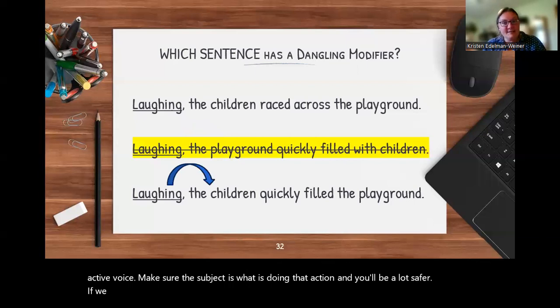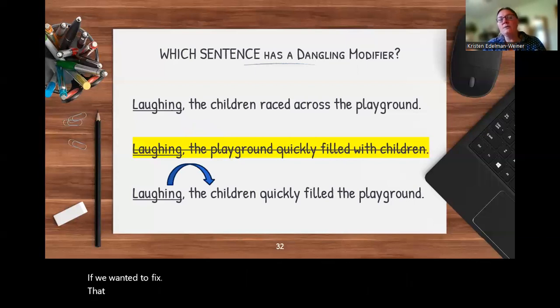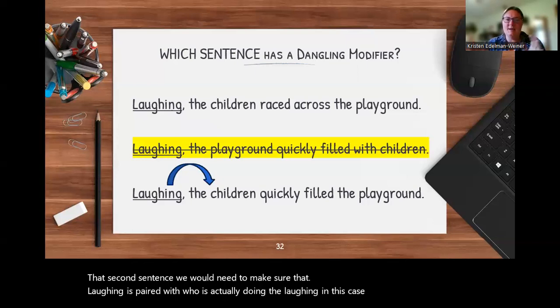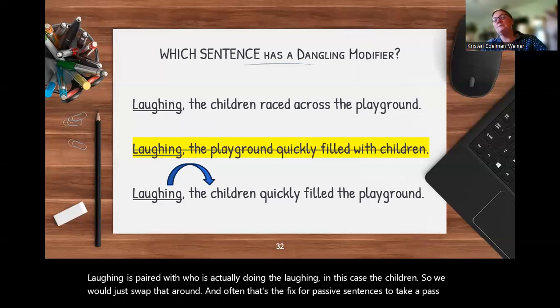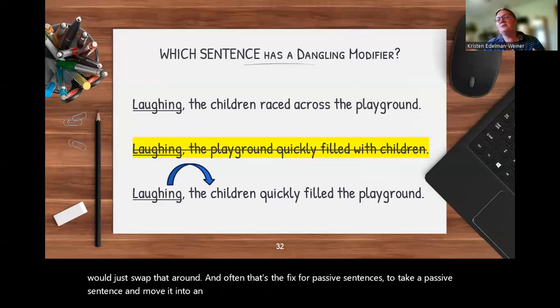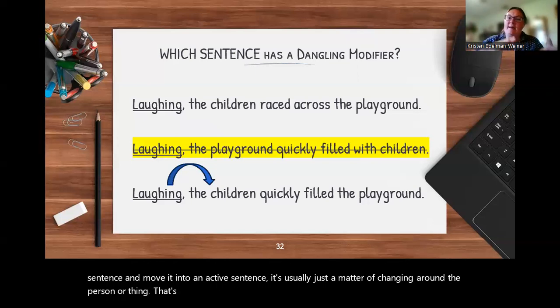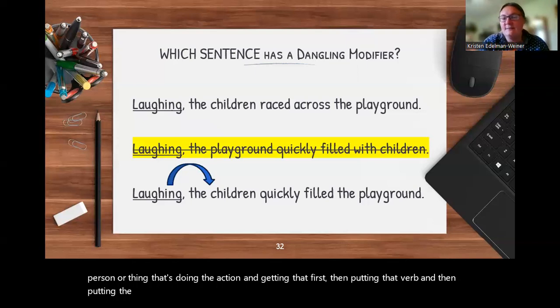If we wanted to fix that second sentence, we would need to make sure that "laughing" is paired with who is actually doing the laughing. In this case, the children. So we would just swap that around. And often that's the fix for passive sentences. To take a passive sentence and move it into an active sentence, it's usually just a matter of changing around the person or thing that's doing the action and getting that first, then putting the verb, and then putting the object after it, the traditional sentence structure.